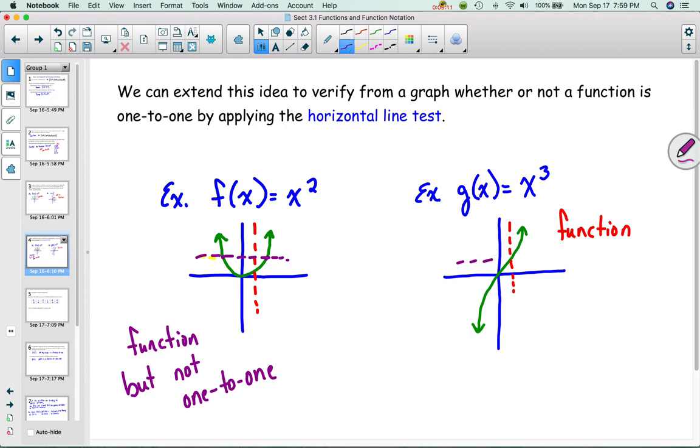And it also, if you take a look here, would pass the horizontal line test. I just picked a spot, but you could have drawn that horizontal line anywhere, and you'll see that it only passes through one point at a time. So this is one-to-one.